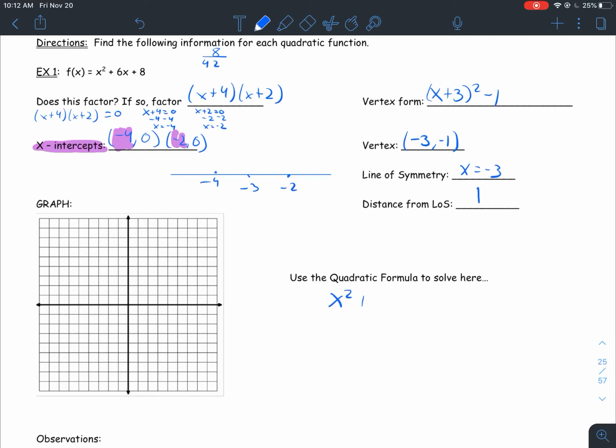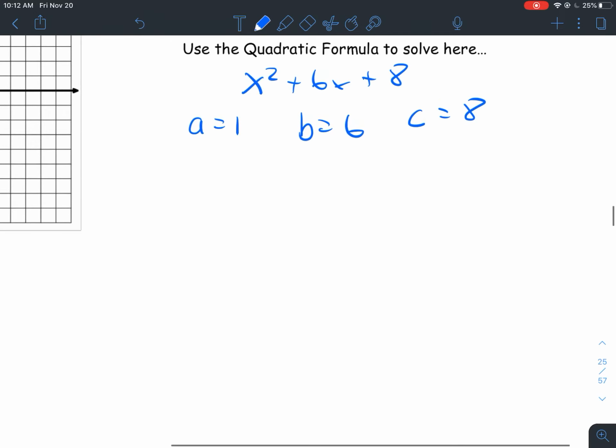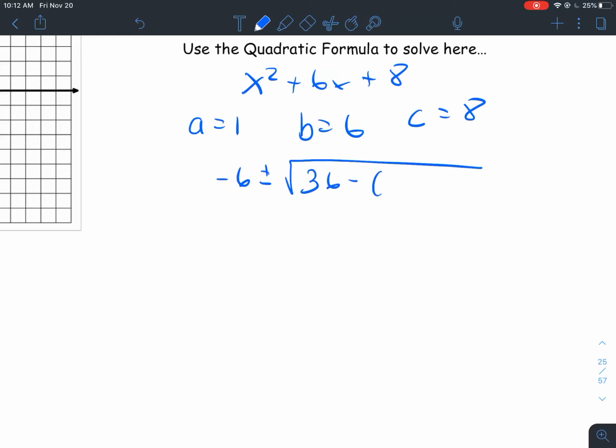We've got x squared plus 6x plus 8. We've got a equals 1, b equals 6, and c equals 8. So now we're going to go ahead and plug it in. So we've got negative 6 plus or minus the square root of b squared, which is 36, minus 4 times our a value, which is 1, times our c value, which is 8.